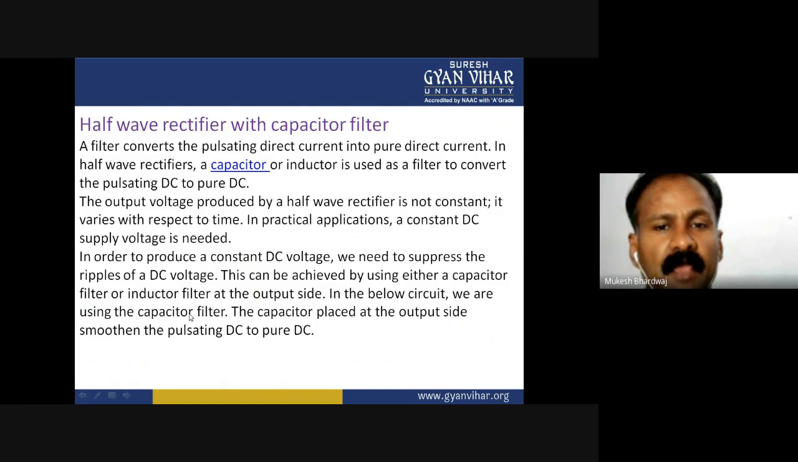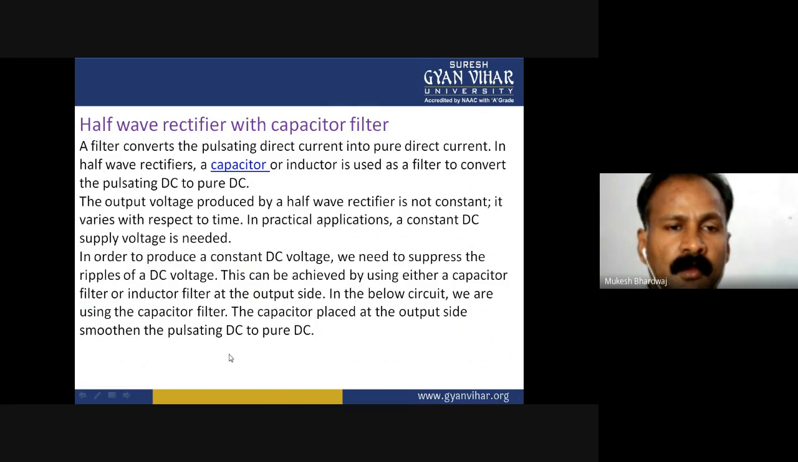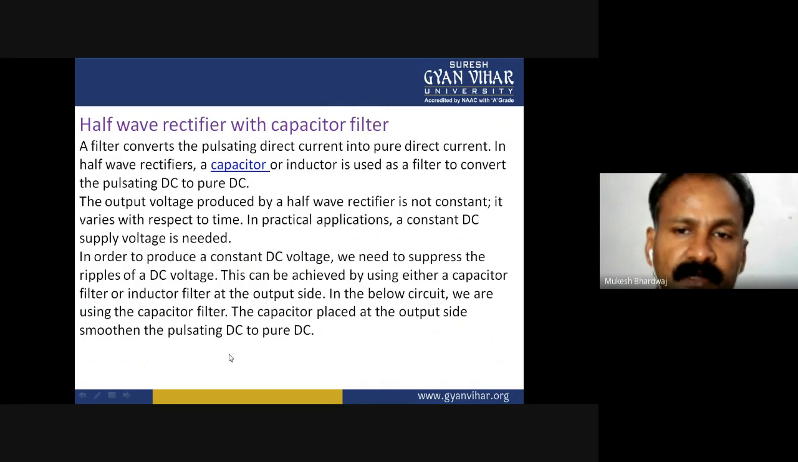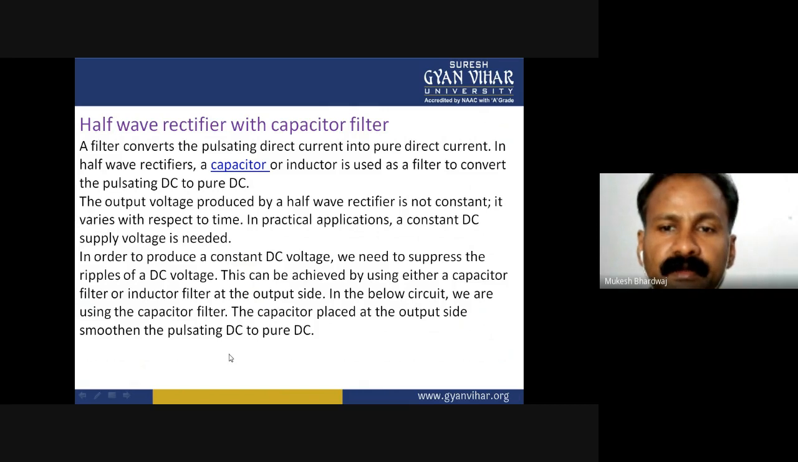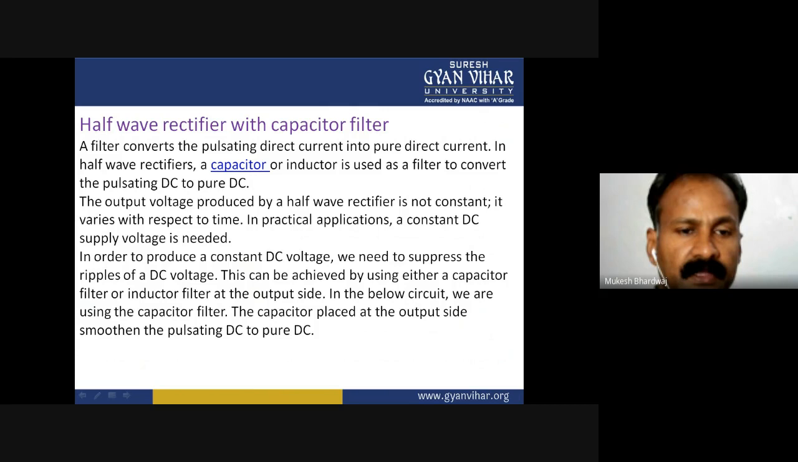Half wave rectifier with capacitor filter. A filter converts the pulsating direct current into pure direct current. In a half wave rectifier, a capacitor or inductor is used as a filter to convert the pulsating DC to pure DC. The output voltage produced by the half wave rectifier is not constant. It varies with respect to time. In practical applications, a constant DC supply voltage is needed.